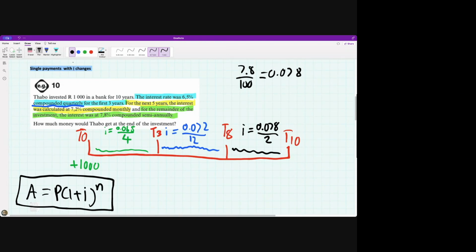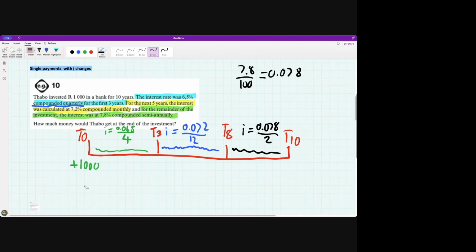Now, here's what it says. It says here, Thabo invested 1,000 Rand in a bank for 10 years. He is getting interest on his money, and we are compounding the interest. That's why we need to use the compound interest formula. So let me show you how this works.